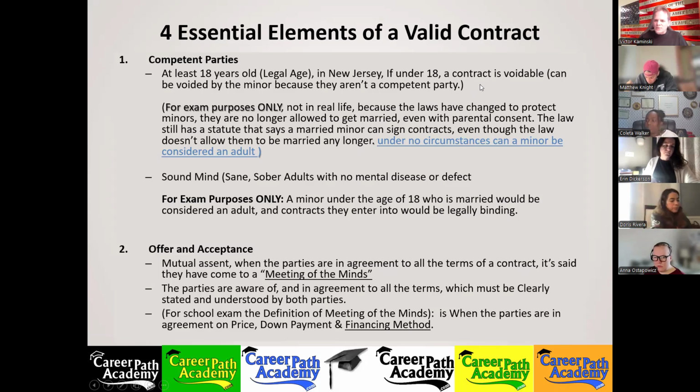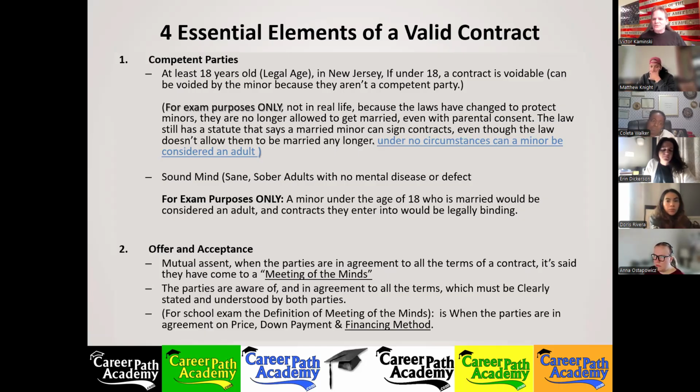Can an adult enter into a contract with a minor? Guys? No. Sure you can. It's not wise to, because you can't enforce a contract against a minor if they violate it. However, since you're a competent party and an adult, they can enforce the contract against you. This is why you usually don't see it, because it doesn't make sense to do it.